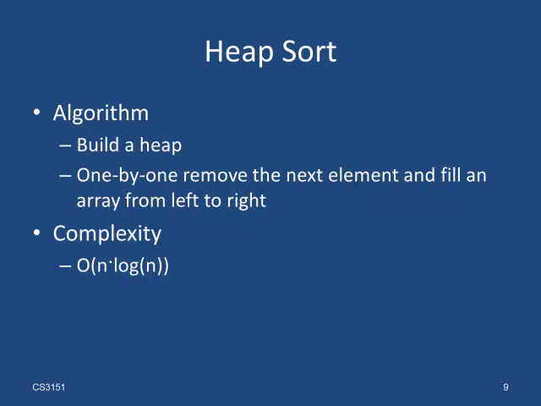Let's summarize how heapSort works. An array is sorted by first building a heap. This can be accomplished in O(n) time. Then the elements are removed one by one from the heap and inserted into an array from left to right, resulting in the wanted sorted array. The second part takes O(n log n) time. So O(n log n) dominates the runtime. That concludes the last sorting algorithm we look at in this class.